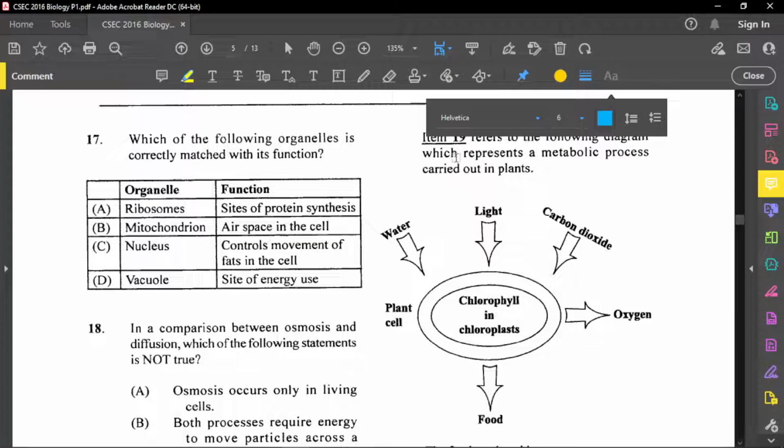Now, number 17, yeah. We can go to number 17, and I guess we can go to 17 and 18. All right, so which of the following organelles is correctly matched with its function? And here's a ribosome, site for protein synthesis.